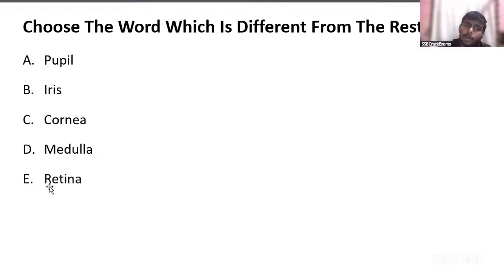Pupil, iris, cornea, medulla, retina. What are all five? All five are connected to my eye. Where the pupil, iris, cornea. Sorry, medulla is not connected. Medulla is from the brain, right? See how I'm getting these answers? Medulla is the one. Because I remember pupil is there, iris is there, then cornea is there, and inside retina is there, where the image is formed. These all things are connected. I know the GK portion, and I know medulla is from the brain. That's why I got the answer.